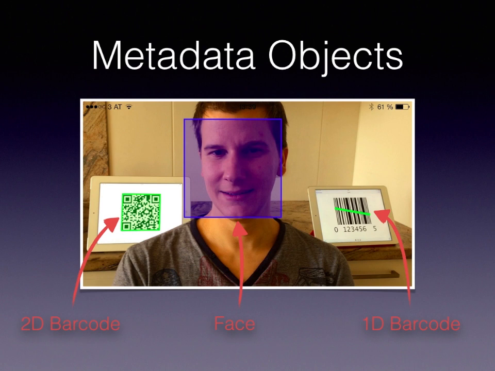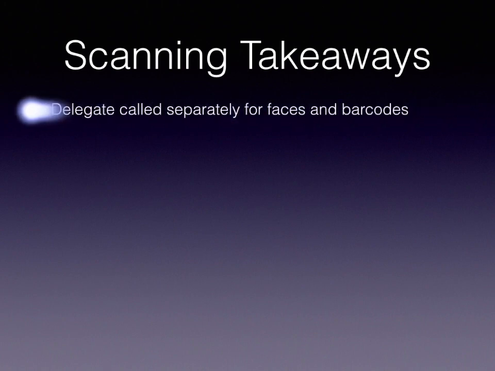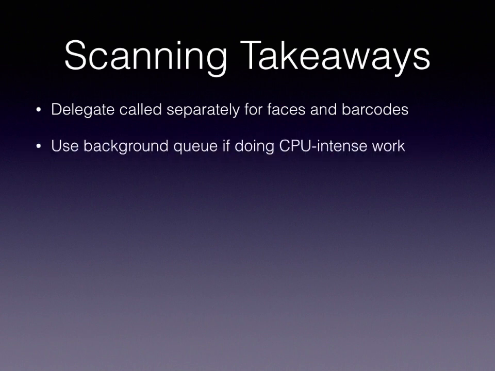So there are some takeaways I'd like to share with you. The delegate for the metadata objects is being called separately for both faces and barcodes. So if you wanted to have an app where you can detect both faces and barcodes, you'd have to basically track, is this now giving me faces, or is this now giving me barcode objects? You should use a background queue if you do CPU intensive work with these barcodes. You can set any queue you like. The easiest is to just set the main queue, but if it's CPU intense, you should use your own queue.